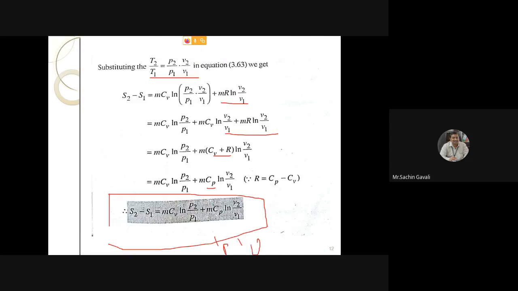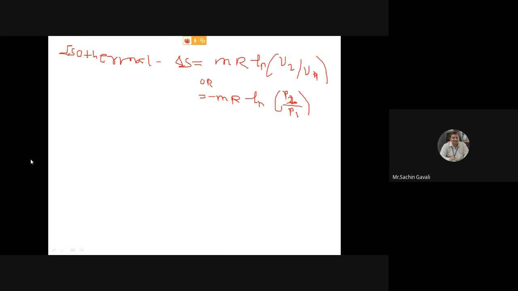Now let us assume the second condition. This is one, so write down this isothermal condition, isothermal process. Everybody, I request you to write. Delta S is equal to mR ln of V2 upon V1, or minus mR ln of P2 upon P1. Next, let us consider the isobaric condition.